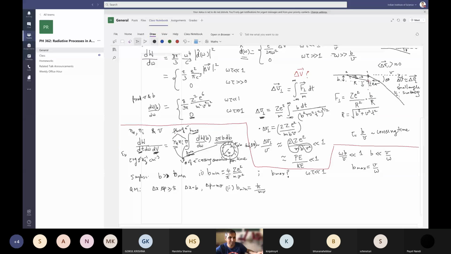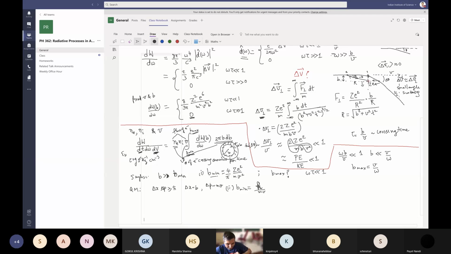Or in fact, let's forget about h cross. This is h by mv. Again, as I said, these factors of 4, pi, and so on, I'm just being consistent with the book and the literature. So there are two values of B min that we got.